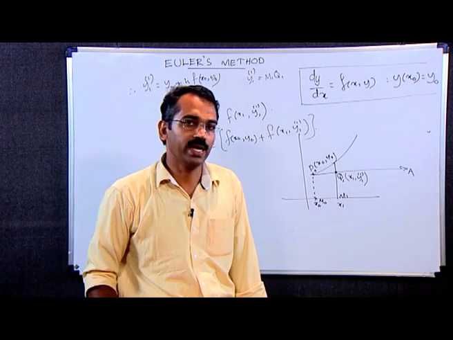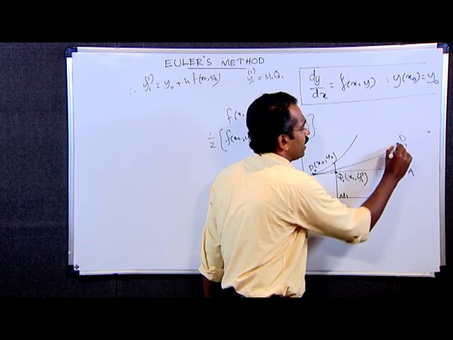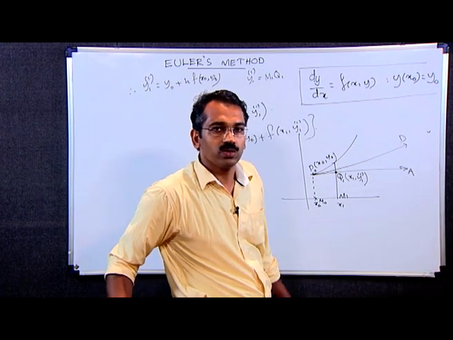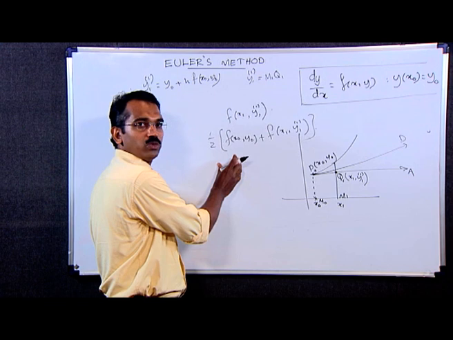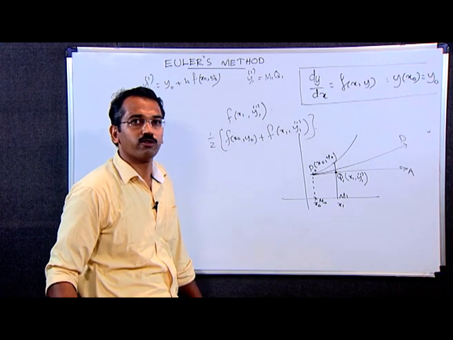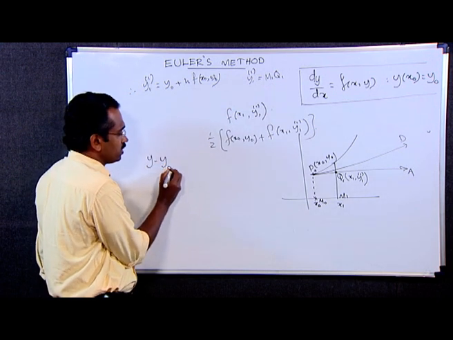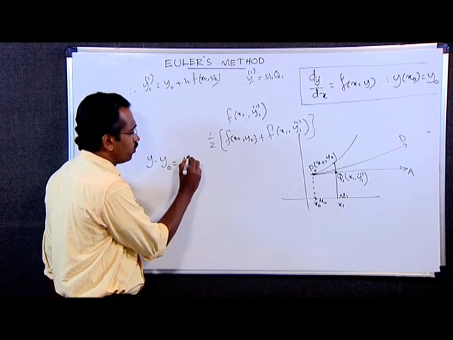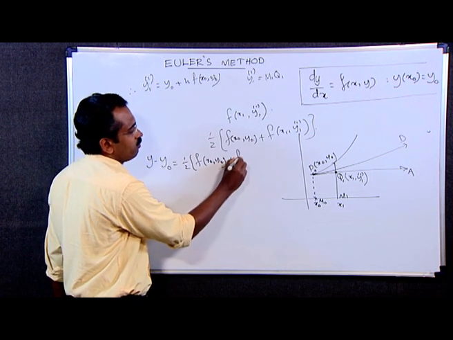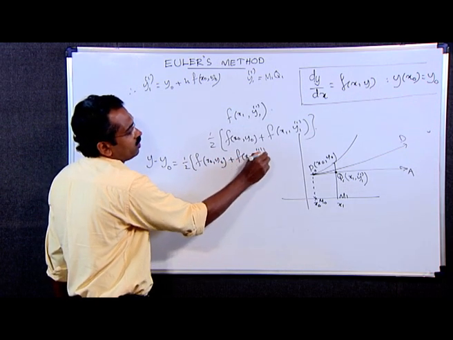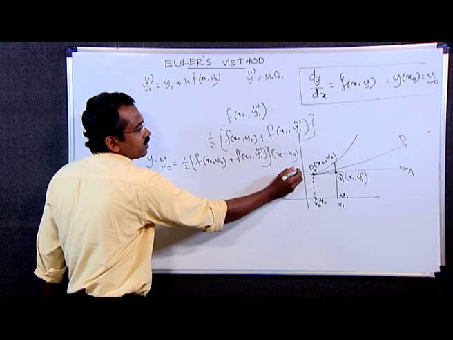Now we draw a line p naught d. This is the line p naught d through the point p naught, whose slope is this average, 1/2 into f(x naught, y naught) plus f(x1, y1^(1)). That is, y minus y naught is equal to 1/2 into f(x naught, y naught) plus f(x1, y1^(1)) into x minus x naught. This is the corresponding equation.